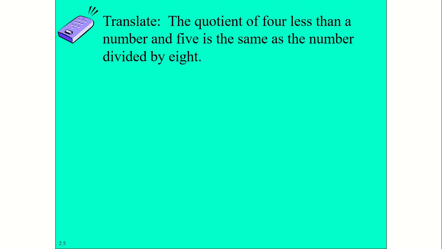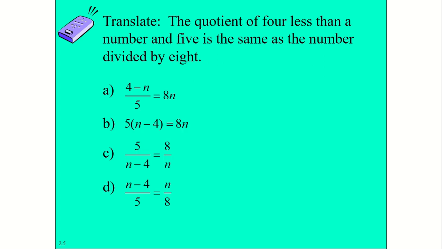Next, the quotient of 4 less than a number and 5 is the same as the number divided by 8. So the correct answer here is the quotient of 4 less than a number, that could be n, and 5, that is n minus 4 over 5. So the correct answer is letter D.